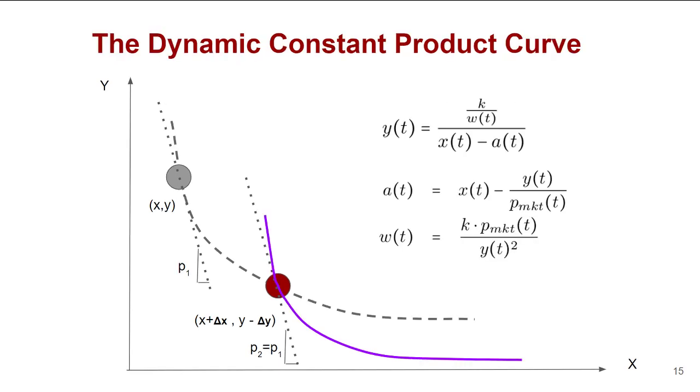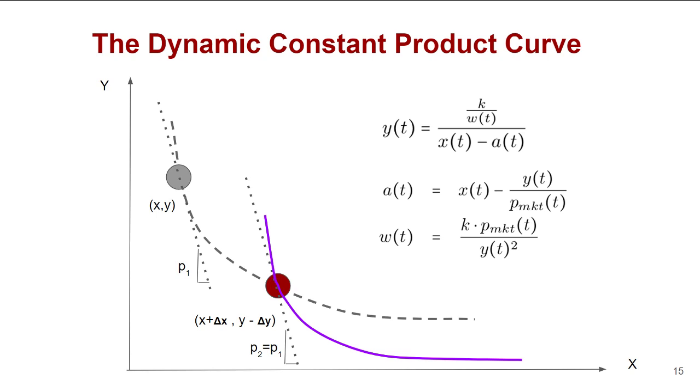And specifically, we propose in our paper a concrete family of dynamic curves that can be used to generalize the constant product curve that is used, for example, in Uniswap. And it takes the form that is shown here: y of t equals k over w of t divided by x of t minus a of t, where w of t and a of t are new parameters that we introduce to allow for these dynamic changes of the curves.